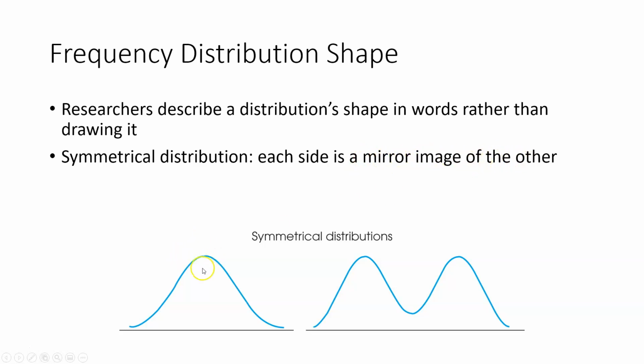If I drew a line down the center of this distribution, it would be the same on the left and the right. It's symmetrical. But it doesn't have to be normal in order to be symmetrical. This is called a bimodal distribution because it's got two modes. This kind of distribution falls mirror image around this center line here. It's the same on the left and the right.